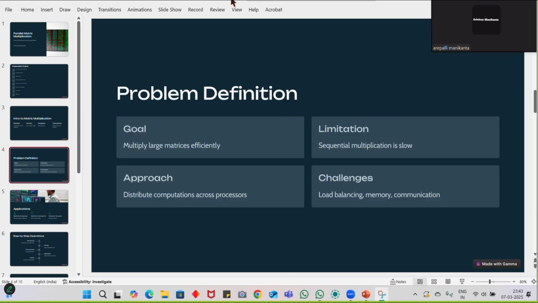Benefits of parallel matrix multiplication: faster computation, scalability, machine learning, supercomputers, image processing. By utilizing parallel matrix multiplication, the overall time required can be significantly reduced for large matrices. Parallel algorithms can be adapted to work efficiently with various numbers of processors.